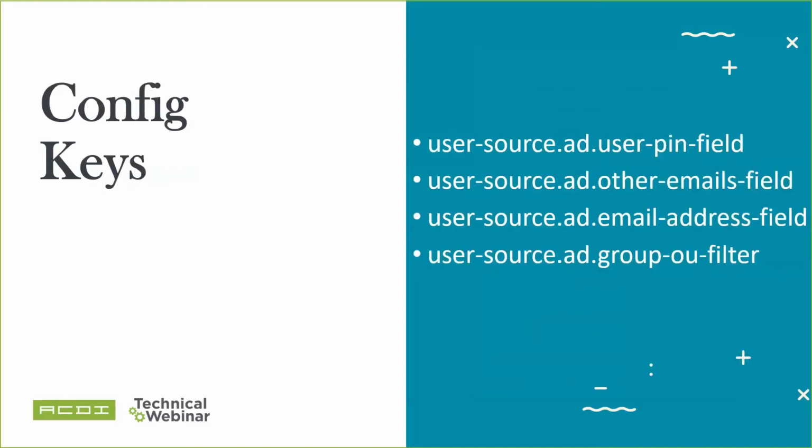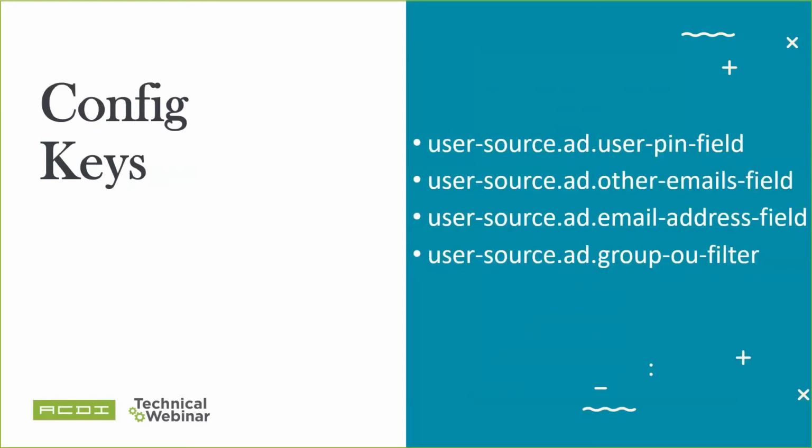Now, sometimes you may want to change things. So for the standard Active Directory integrations, these are the following config keys that are available for Active Directory synchronization. We'll start with user-source.ad.user-pin-field. Now, that one will import a user's PIN from a custom field, and this one is only digits. The next one here, user-source.ad.other-emails-field, will import a user's other email address, like a secondary email address from a custom field.